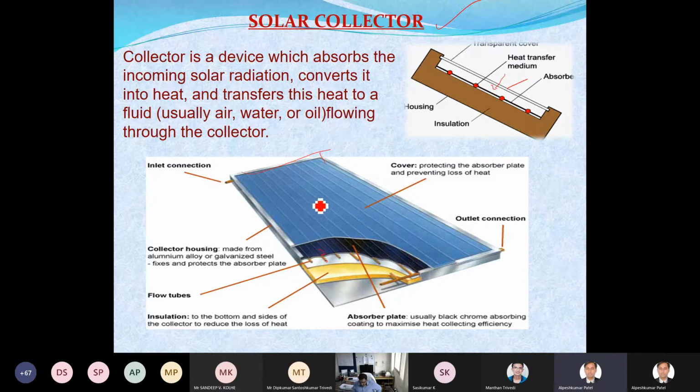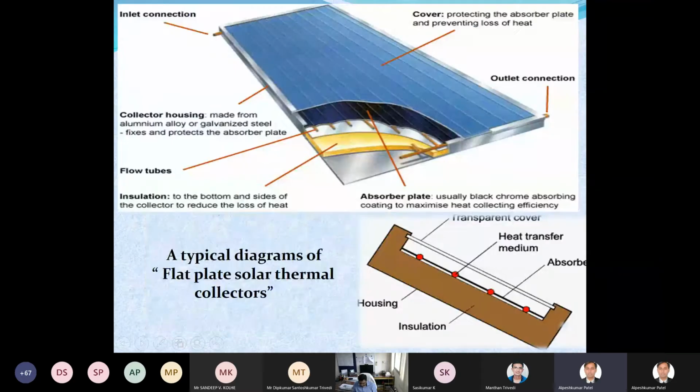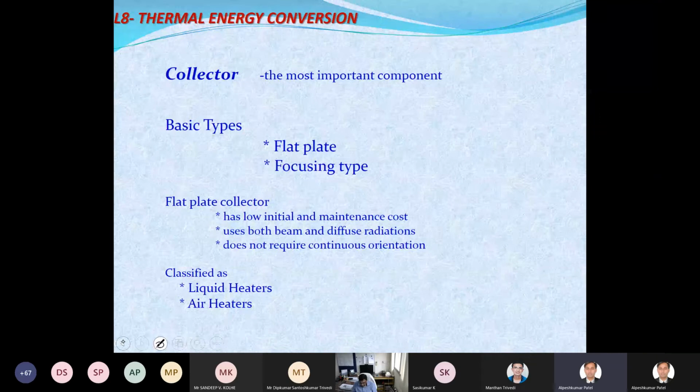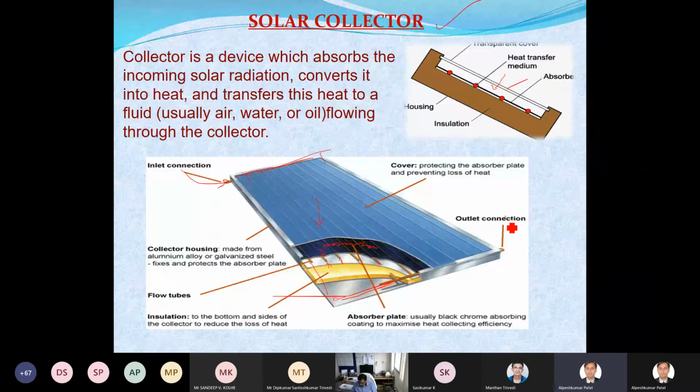That means the solar radiation will fall over here, be transmitted and absorbed by the absorbing plate, and then that heat will be transferred to the fluid flowing through these tubes, and these tubes are finally connected to the headers, just like the bus bar in an electric system. So there is the inlet, water flows through these tubes, gets heated, and then goes to the outlet. So this is a very simple mechanism.